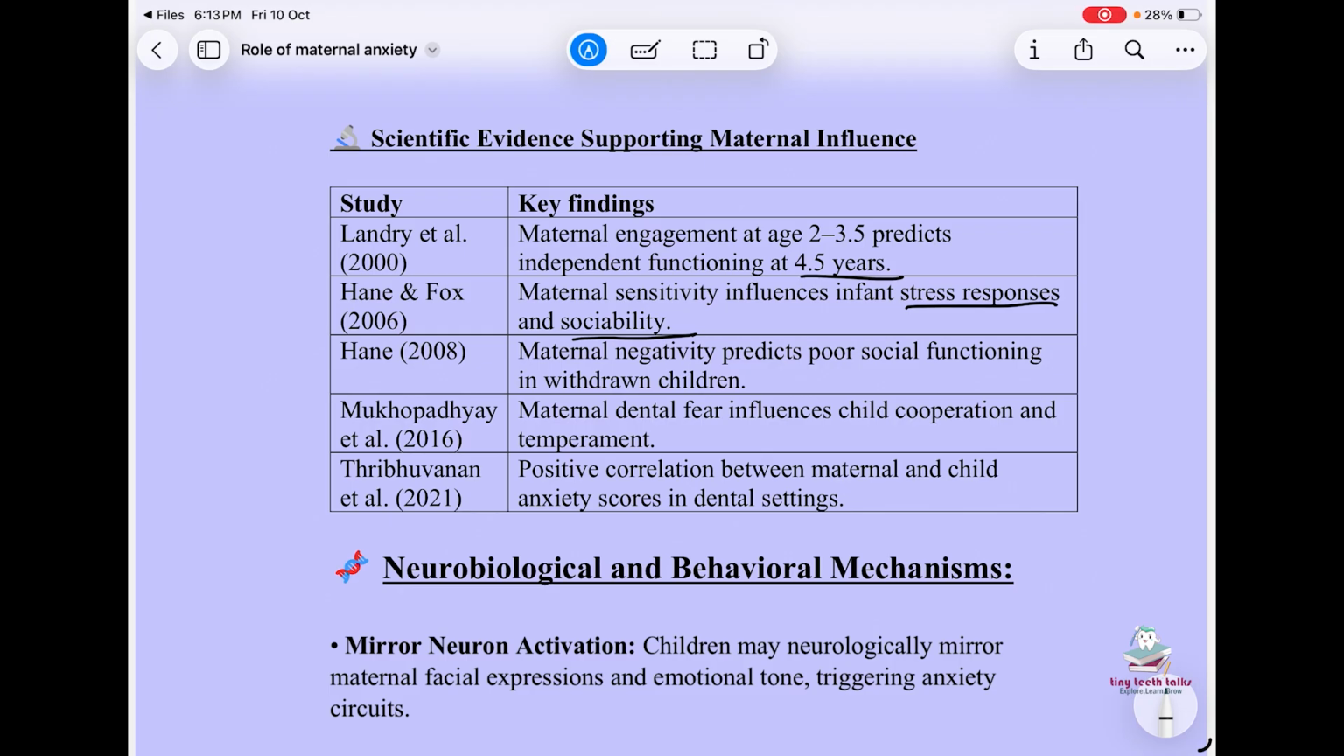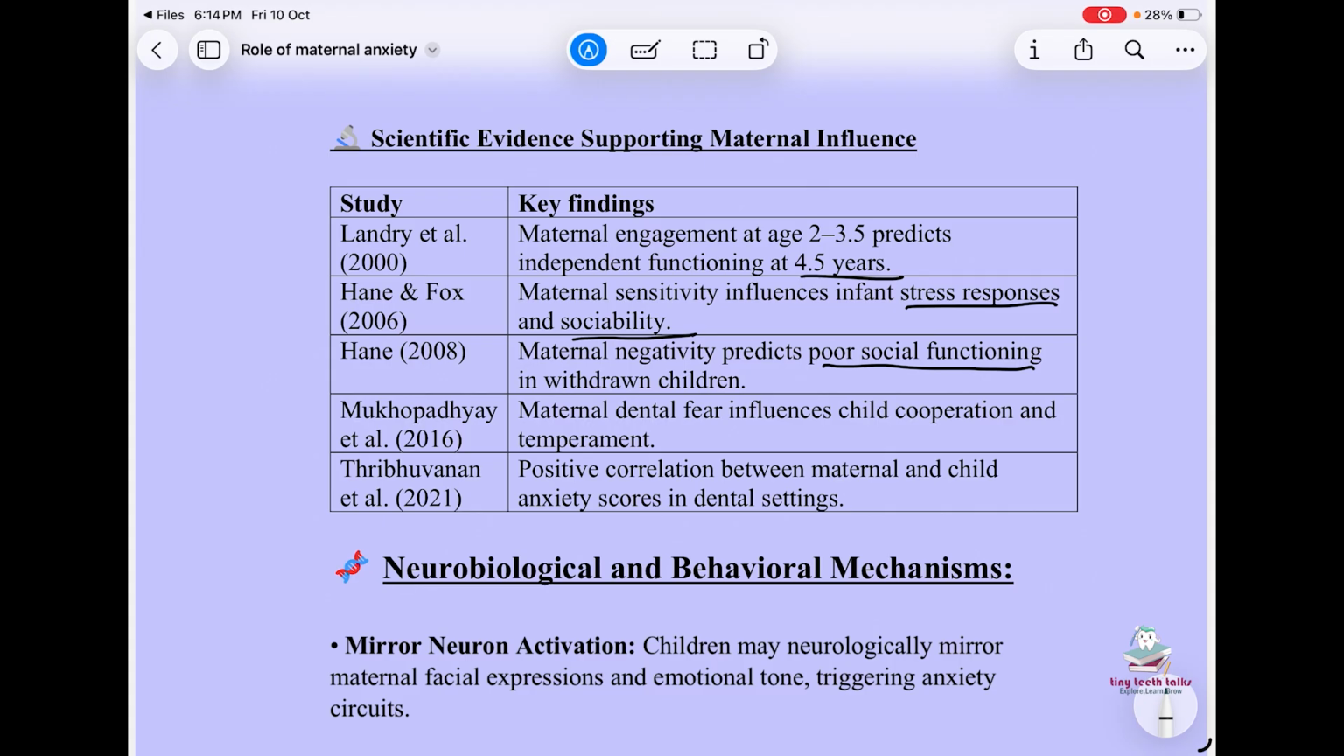Maternal interactive quality influences infants' psychological and behavioral stress response, including fearfulness and social ability. Hane in 2008 concluded that maternal negativity predicts poor social functioning in withdrawn children. So, Hane emphasized that maternal negativity correlates with poor social functioning in socially withdrawn children, while positivity improves outcome in temperamentally shy preschoolers.